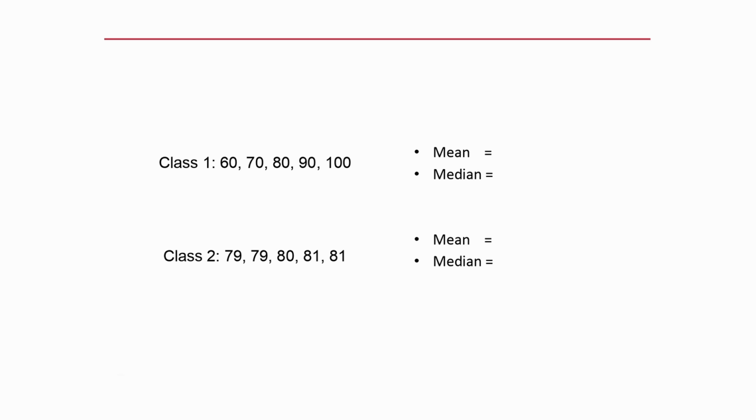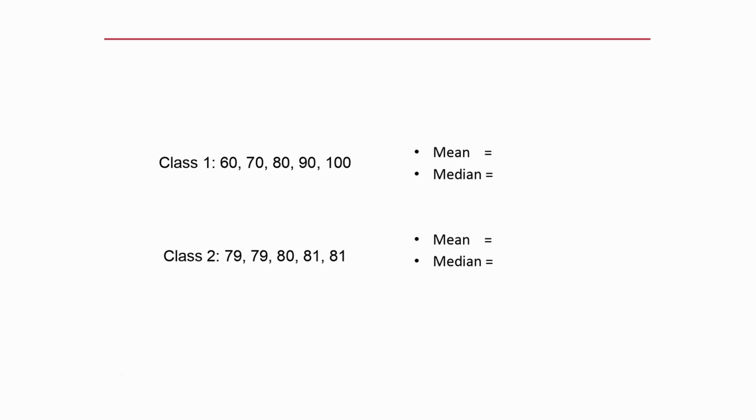So take these two classes, 5 students each, and they both take the same exam. And here are their scores. Class 1 scores a 60, 70, 80, 90, and 100. And Class 2 scores a 79, 79, 80, 81, and 81.